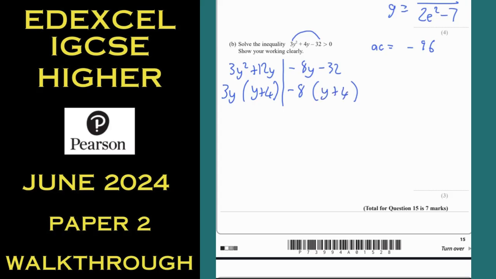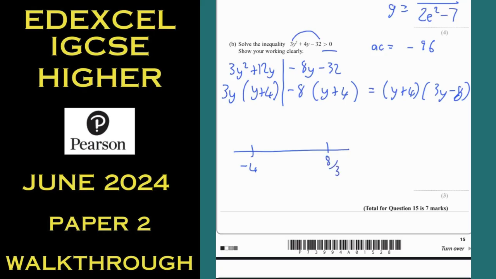So don't write your solutions because they're not. They're critical values. They're not solutions. It's an inequality. So if we have a look at the number line, the two critical values are negative 4. So I forgot to actually factorise it, haven't I? Let's y plus 4 and 3y minus 8. Do apologise. So the critical values are negative 4 and positive 8/3.